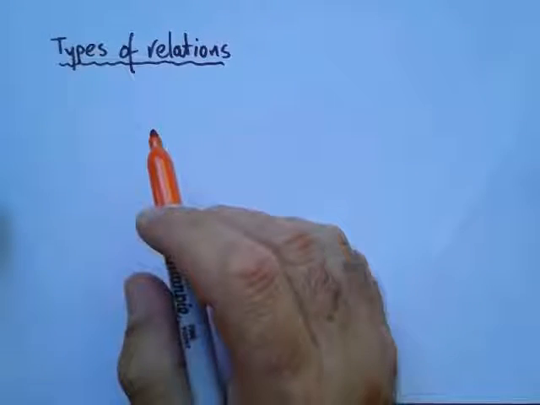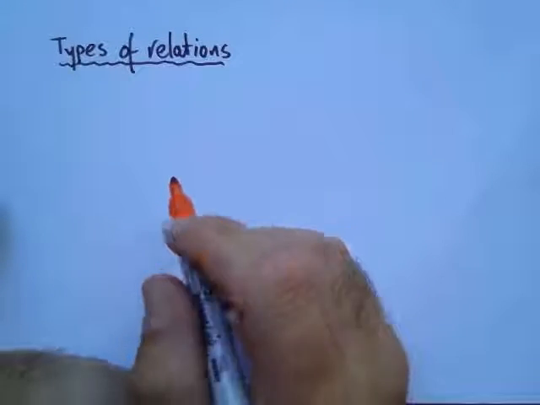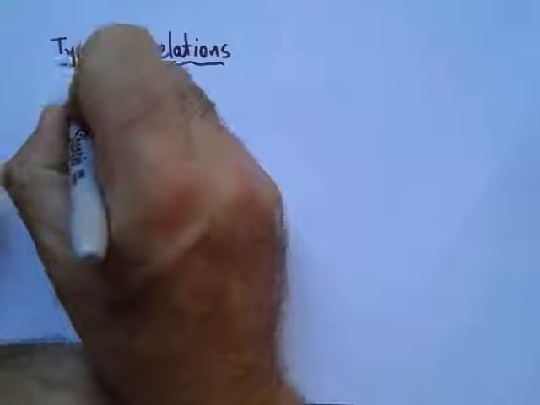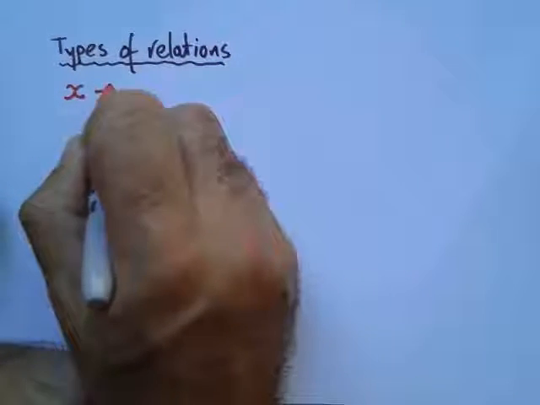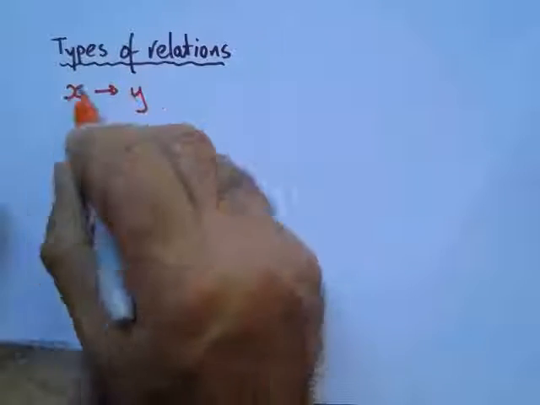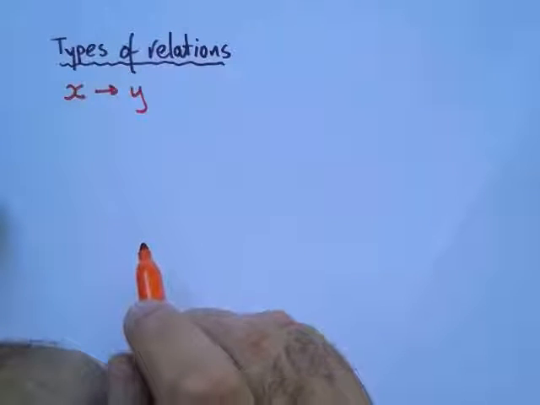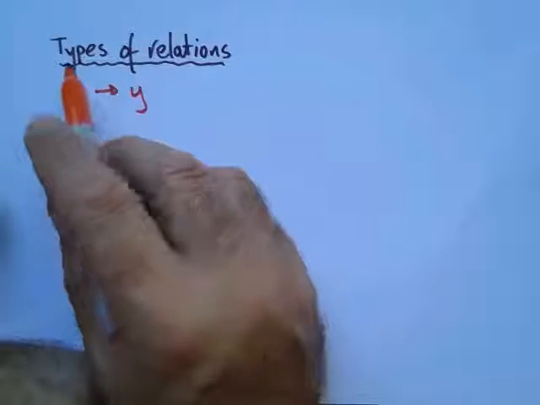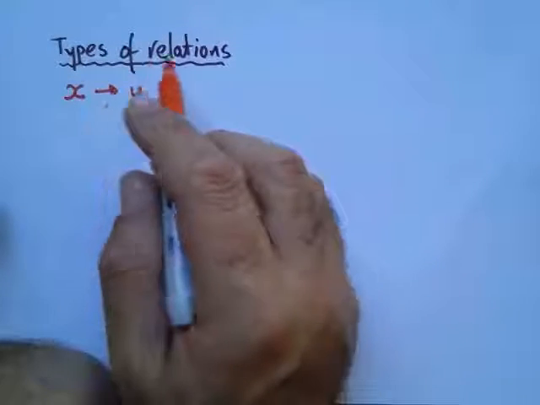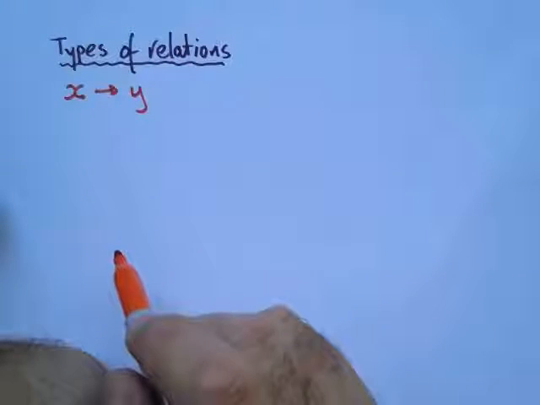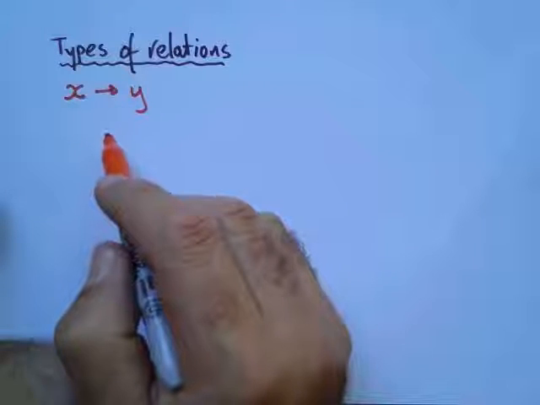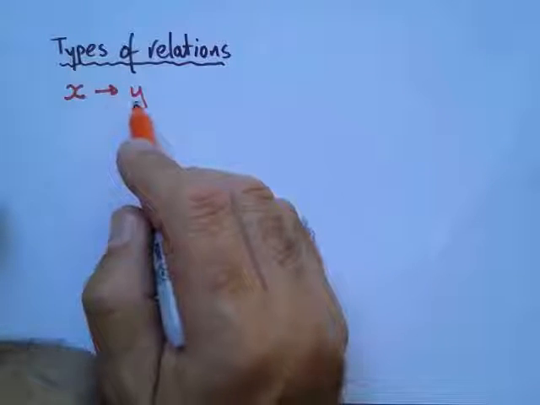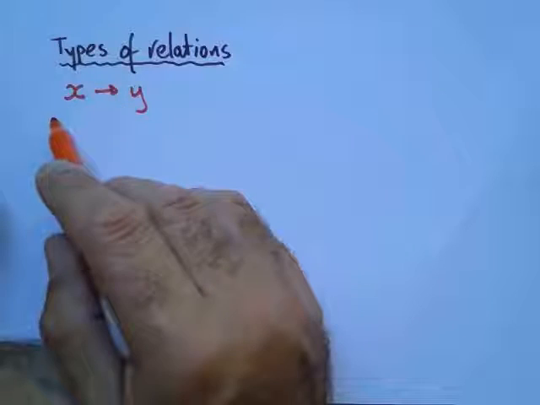Types of relations. When we classify relations, remember what the relation is. It says that if I pick a certain value for x, it gives me a certain value for y. So y depends on whatever I choose for x. Now, we can name these relations, we can classify these relations according to how many solutions we have. For one x value, do you have only one y value or do you have many y values? Or for one y value, do you have many x values or do you have only one x value?